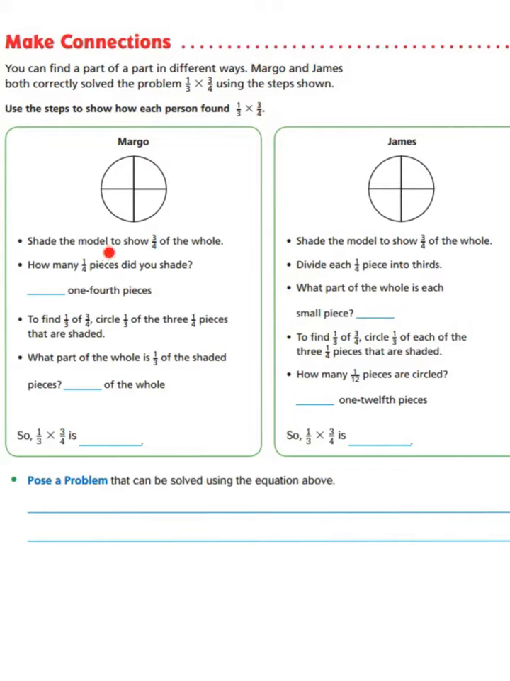So it says to shade the model to show 3/4 of the whole. So we're going to shade 3 portions of this whole because our numerator tells us how much to shade. Now it says, how many 1/4 pieces did you shade? Well, we've got 1, 2, 3. So we actually shaded 3 1/4 pieces.